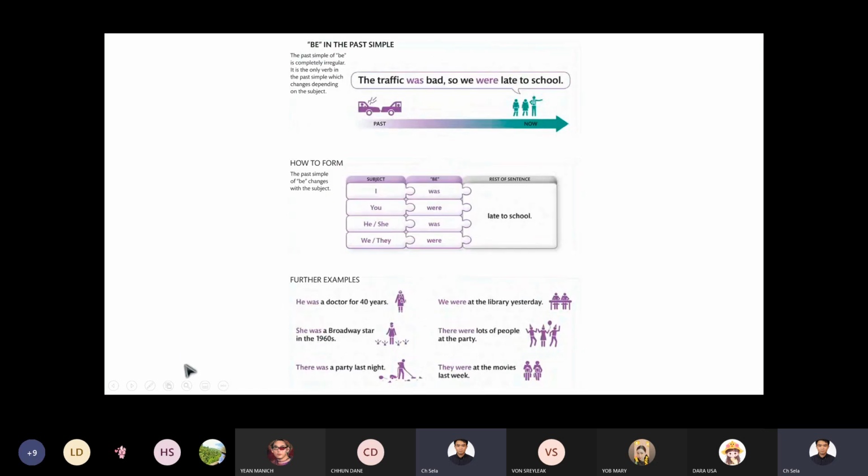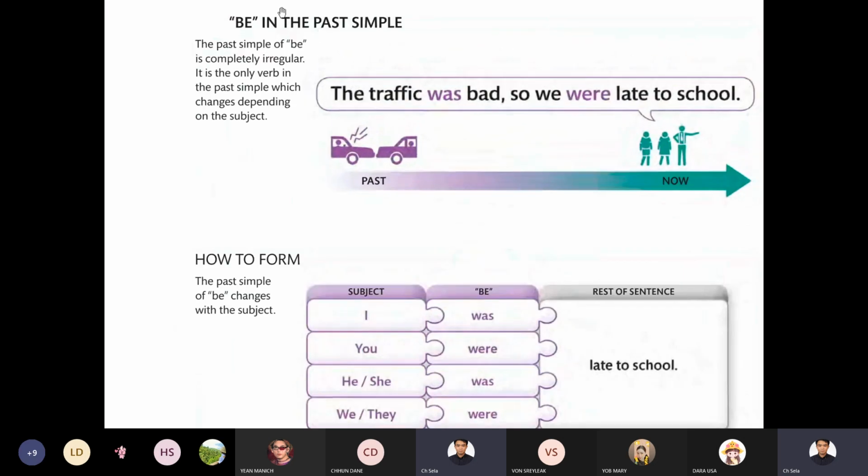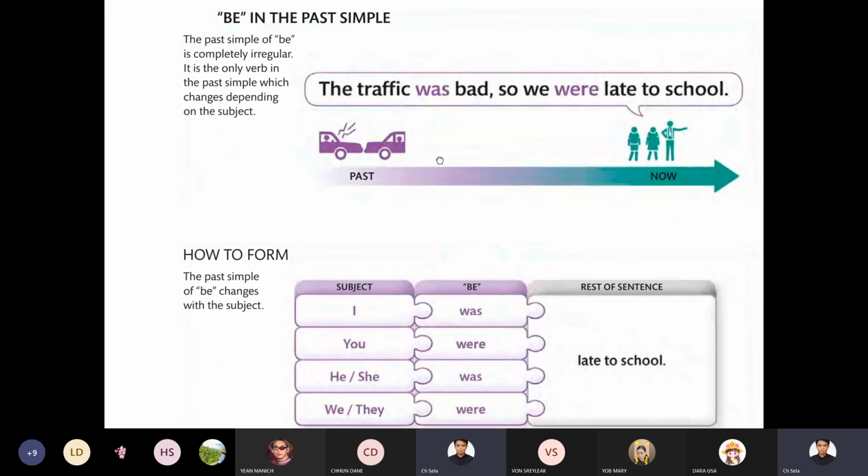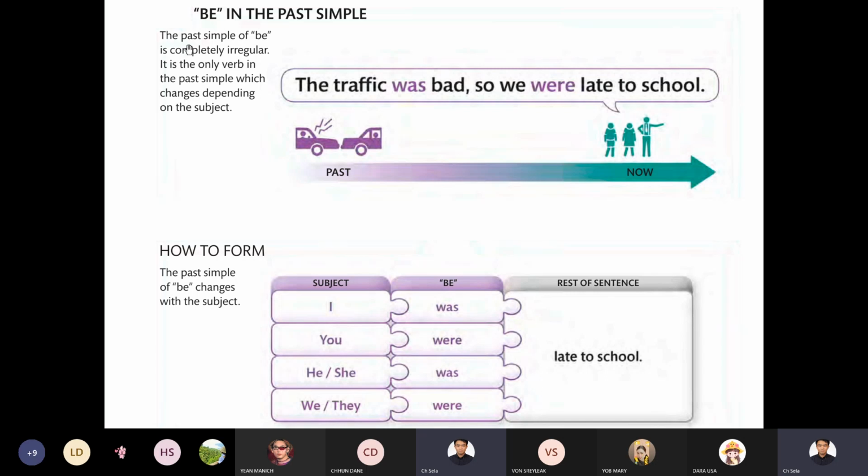All right, and some people get confused with the verb to be in the past simple. The past simple of be is completely irregular. It is the only verb in the past simple which changes depending on the subject. For the other verbs, you do not change, even when you use he, she, it. Like I went to school, he went to school, she went to school, Suchita went to school, students went to school. All use one form. But for the verb to be, it changes depending on the subject.